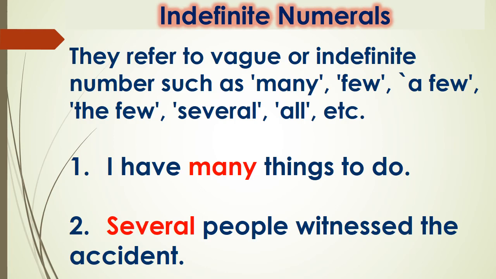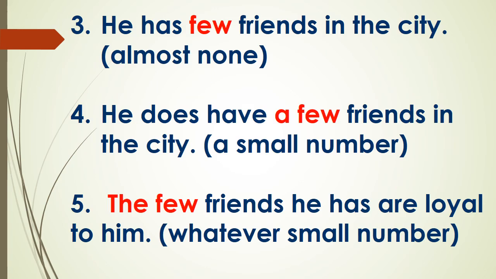Okay, students? Good. Let's take some sentences also. I have many things to do. Several people witnessed the accident. He has few friends in the city. He does have a few friends in the city, but in a small number. The few friends he has are loyal to him. That means whatever small number he has.